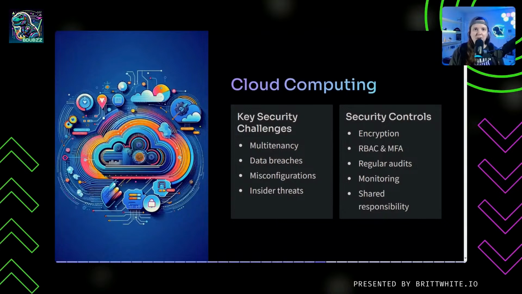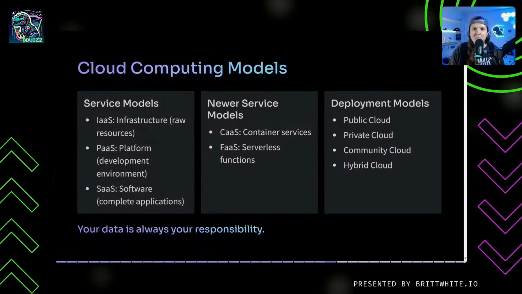Next, let's dig deeper into those models we just skimmed. So now that we've got the cloud basics down, let's zoom into the models. This is where you figure out what you're renting and who's responsible for what. It's like picking your lease terms. Each option shifts the security load differently. Let's break it into service and deployment models and keep it snappy.